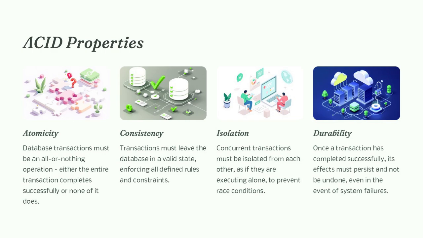Atomicity means that a transaction must be an all-or-nothing operation. Either the entire transaction completes successfully or none of it does. Consistency ensures that transactions leave the database in a valid state, enforcing all defined rules and constraints. Isolation guarantees that concurrent transactions are isolated from each other, as if they are executing alone, to prevent race conditions.